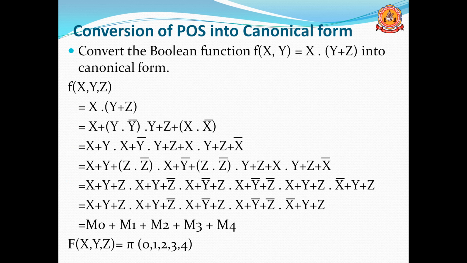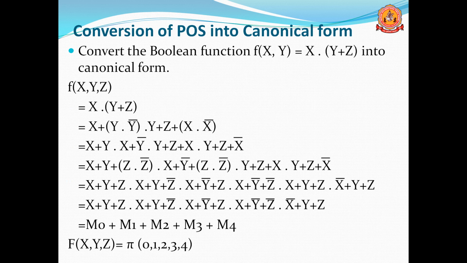Then we will take an example. Convert POS expression into canonical form. So f of xyz equals x plus y, dot, y plus z. In the first term, y and z are missing. In the second term, x is missing. So in the first term you have to add y dot y dash, and in the second term you have to add x dot x dash.